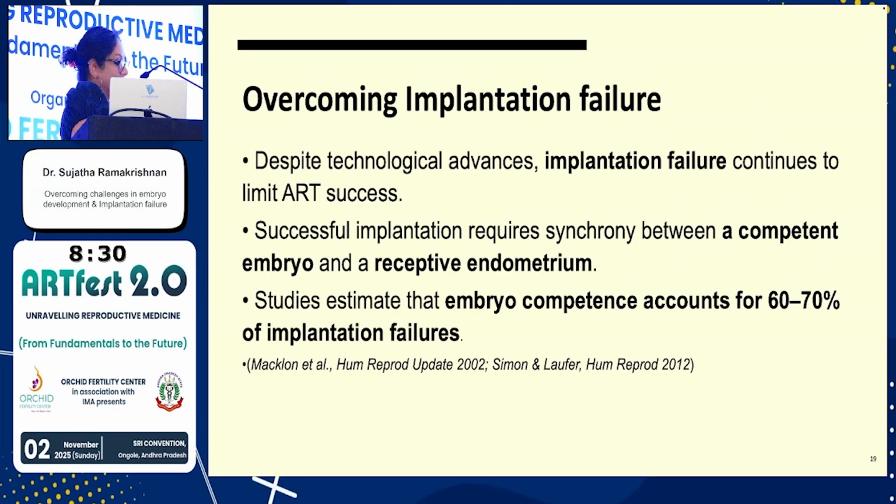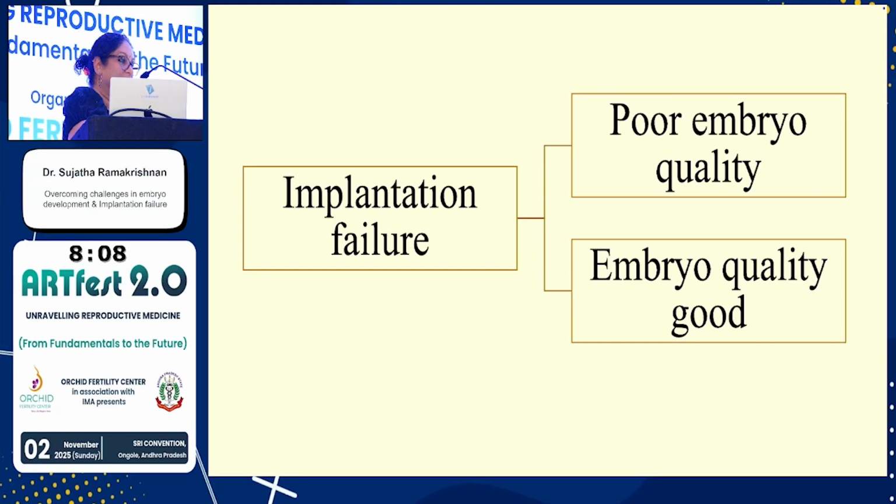Now, moving on to the next one, that is implantation failure. We know that however many good embryos we transfer, still implantation failure is a problem in IVF. And for successful implantation, we need a competent embryo and we also need a receptive endometrium. And embryo competence accounts for 60 to 70% of implantation failures. Now, whenever we have implantation failure, two things we have to look at. Did we transfer a good quality embryo? Or was the embryo quality poor?